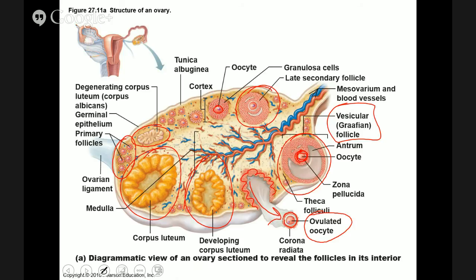Now I'll just jump ahead here, though it's not really what we're talking about in this class. We'll talk about it more next time in advanced A&P: this corpus luteum is a very, very important structure.